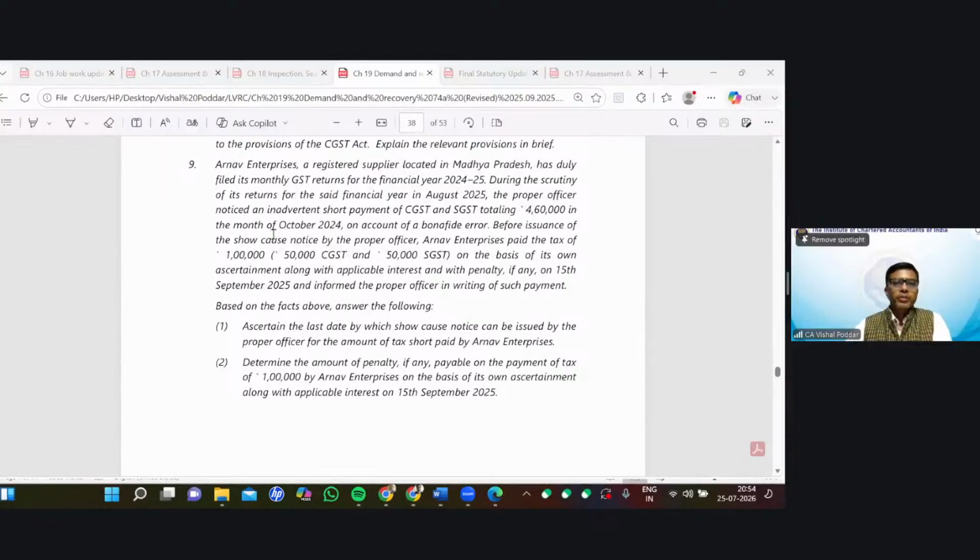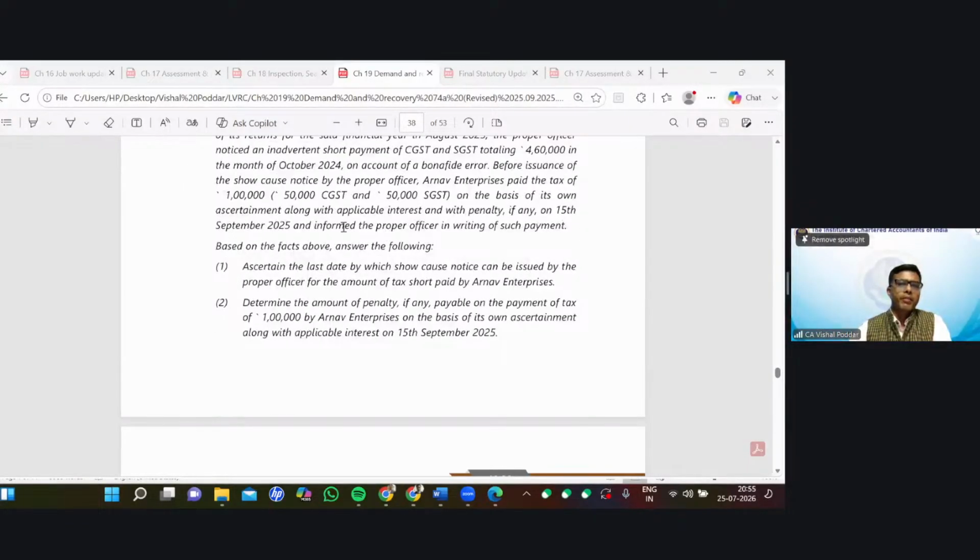Next situation, students. Arnav Enterprises, a registered supplier located in Madhya Pradesh, has duly filed its monthly GST returns for the financial year 24-25. During scrutiny of its returns for the said financial year, the proper officer noticed an inadvertent short payment of CGST, SGST totaling 460 on account of bona fide error. Before issuance of show cause notice by the proper officer, Arnav paid the tax of 1 lakh, on the basis of its own ascertainment along with applicable interest with penalty, if any, on 15 September, and informed the proper officer in writing of such payment. Based on the above facts, answer the following.